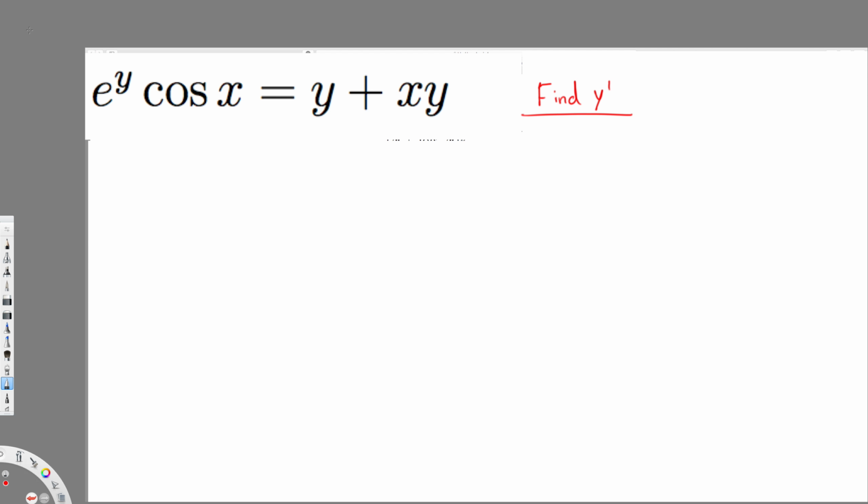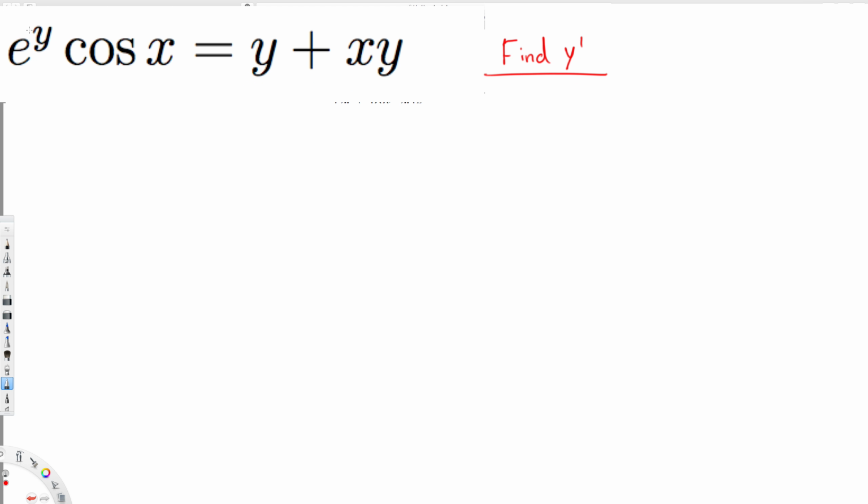We have a problem right here. It's asking to find y prime. So let's see how we can find it. The first thing we have to do is differentiate with respect to x. So let's mention that: differentiate with respect to x. That's the first thing you have to do before we differentiate.